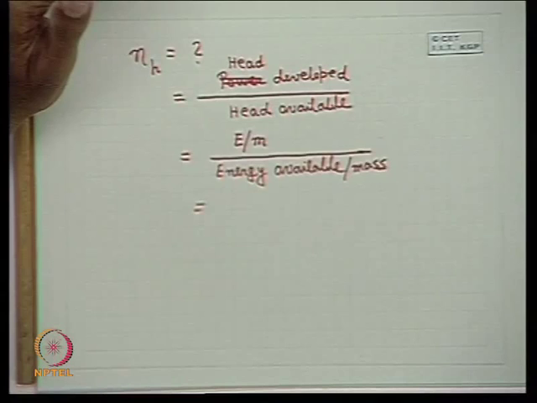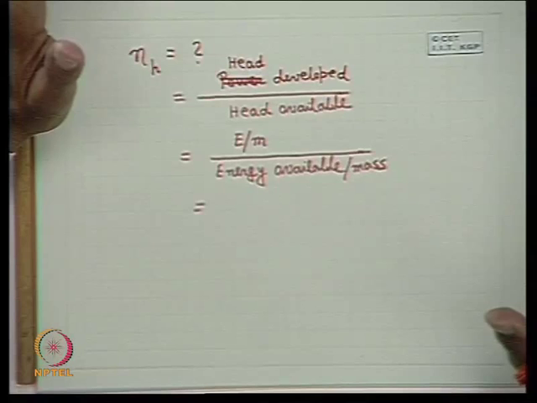Can we tell this is V1 square by 2? Just like the Pelton wheel, we told that it is V1 square by 2. But in this case, if I have to find out the energy available at the runner inlet, what is the value of the energy available at the runner inlet? How can I find out?